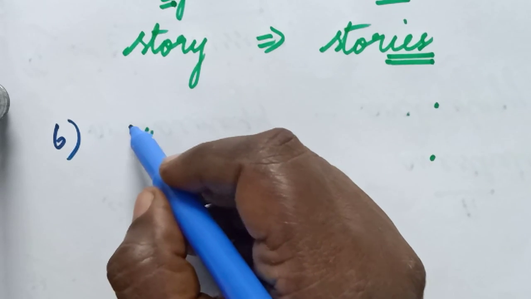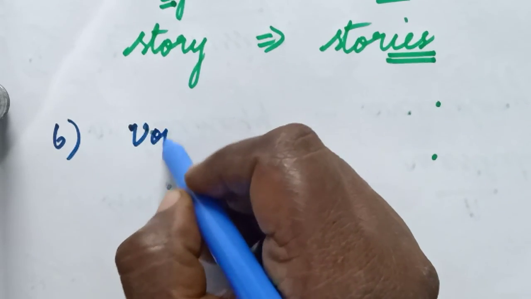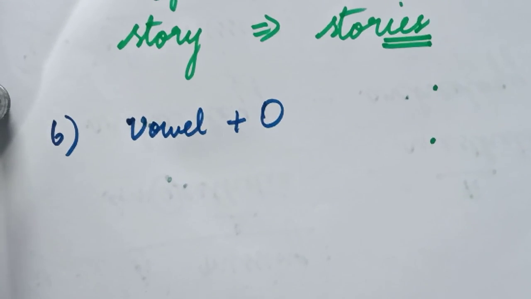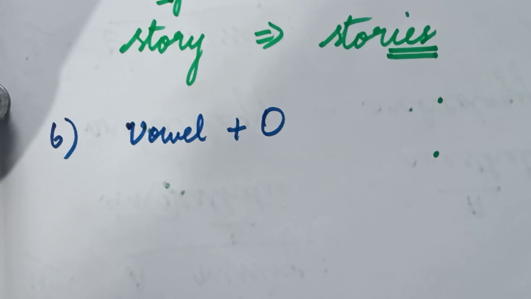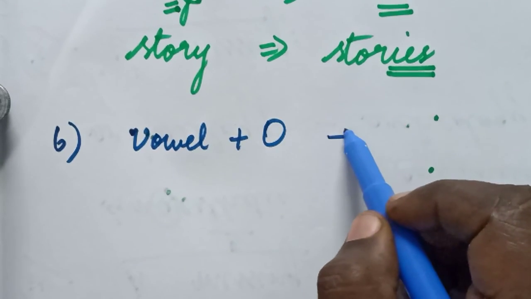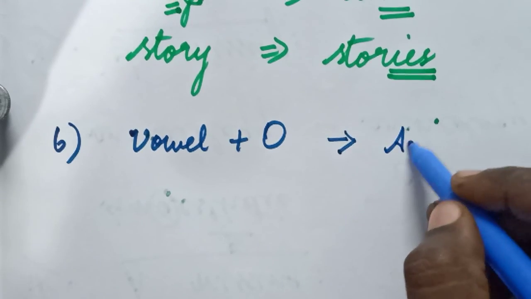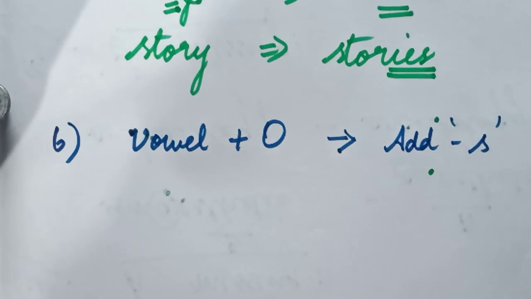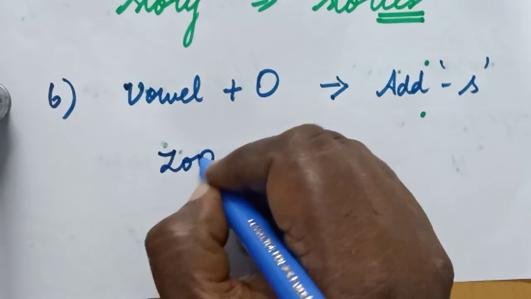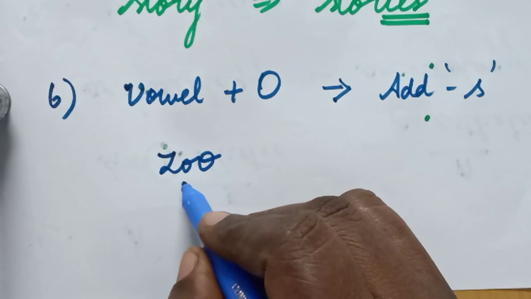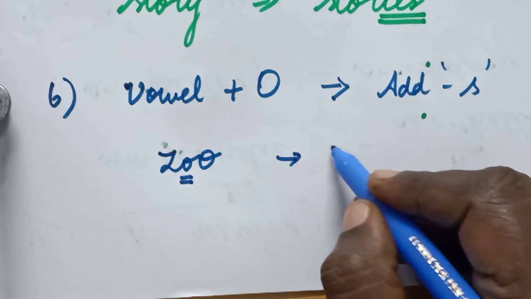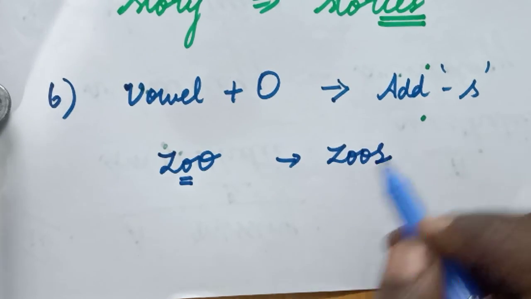Understood? Your next type is if the word ends with vowel plus O. Previously we saw if the word ends with vowel plus Y, we have to add an S, isn't it? Again, if the word ends with vowel plus O, we have to add S. For example, zoo. Here the word ends with vowel plus O. O is a vowel and again it ends with O. So the plural form is zoos.